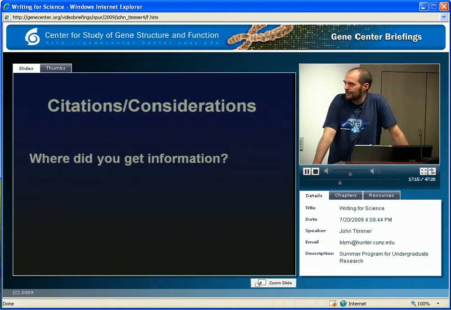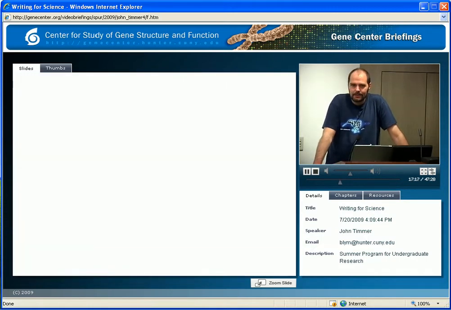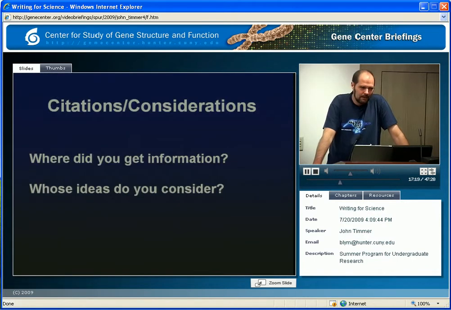The other thing is, whose ideas do you consider? In many cases where there are controversial topics, there may be multiple competing models to explain a given phenomenon. There may be two camps that are, as far as these things go, at war with each other over which interpretation is right. It's always best, if possible, to discuss and cite all models that are relevant and seem to be in play, in that there's no data that conclusively demonstrates they're wrong.